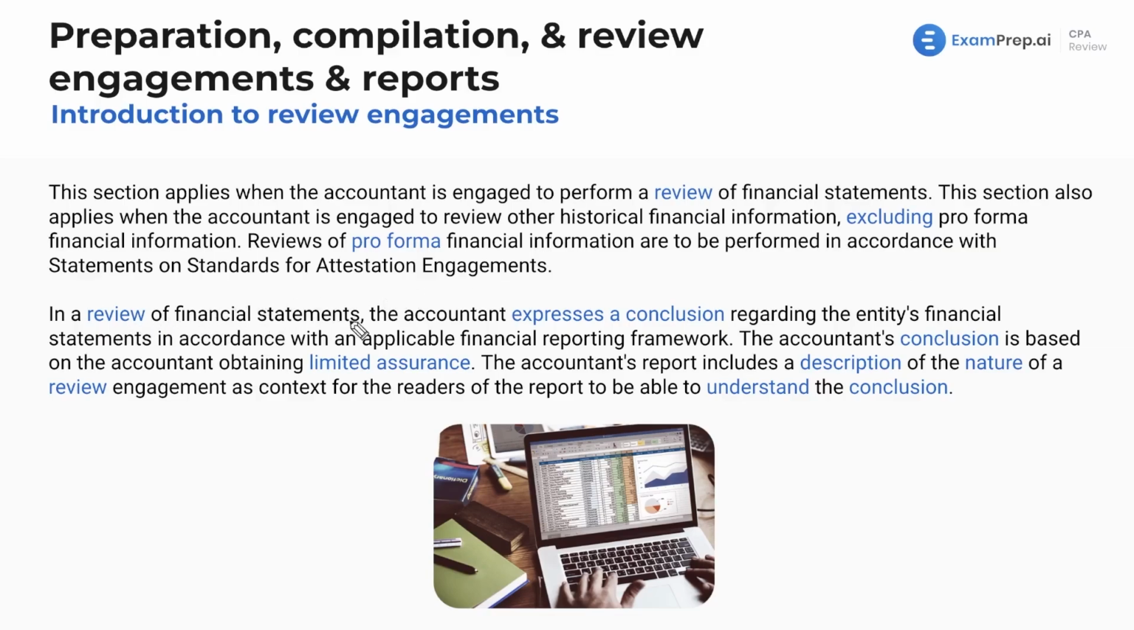In a review of financial statements, the accountant expresses a conclusion regarding the entity's financial statements in accordance with the applicable reporting framework, which you know is GAAP. The accountant's conclusion is based on the accountant obtaining limited assurance. It is not full reasonable assurance. There's no such thing as absolute assurance, as we know, and we'll reiterate throughout the entire course here. The accountant's report includes a description of the nature of the review engagement as context for the readers of the report to be able to understand the conclusion. Understanding each engagement, what is done during the engagement, as well as what is the end product of each engagement, is critically important. You're going to see that as we continue on throughout this lesson.